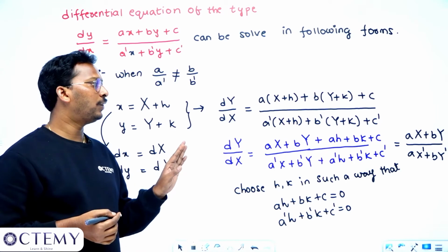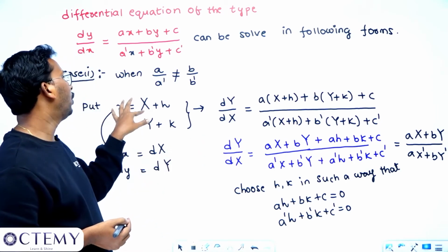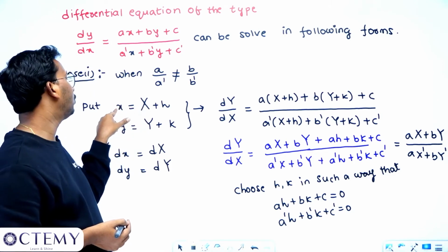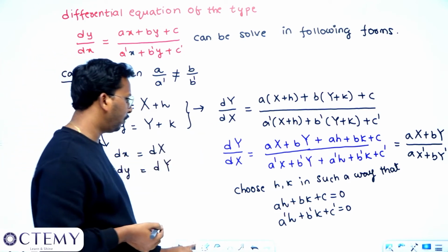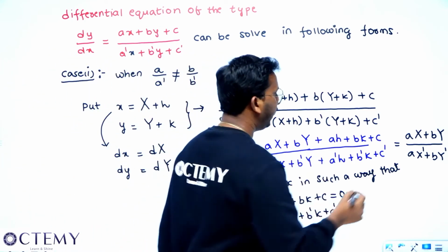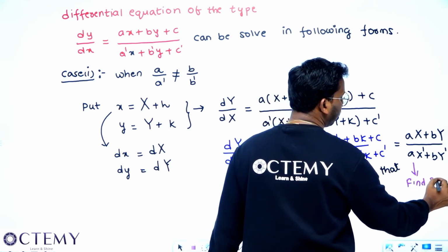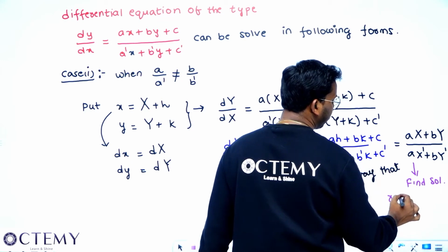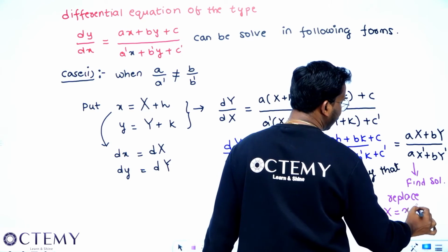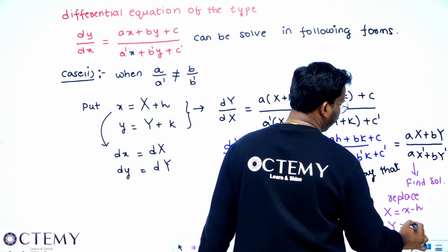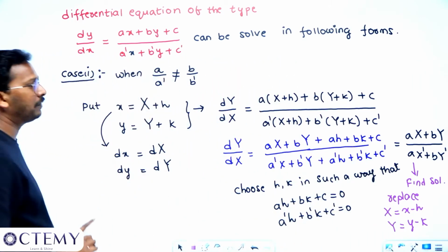After solving this, what will you do? You have to replace that capital X and capital Y with small x and small y, right? So once this is done, find the solution, then replace capital X is equal to small x minus h, capital Y is equal to small y minus k, right? This is what we have to do. This is the first case.